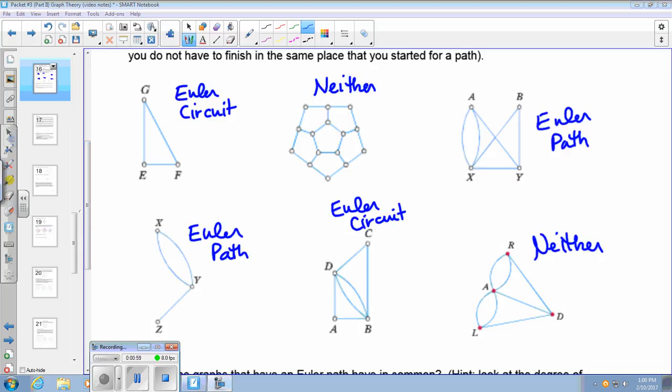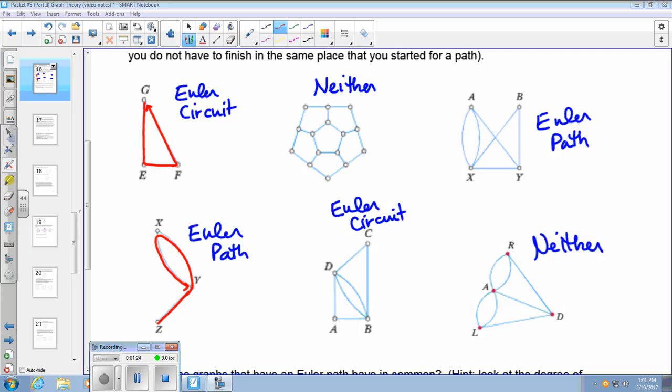Okay. So I've labeled them with their answers. You can see the one on the top left is an Euler circuit, which means you can go around all the edges and start and stop in the same place. This one on the lower left, for example, has an Euler path. If I start down at Z, I can trace over all the edges and end up back at Y, a different place. This one in the middle doesn't have either.